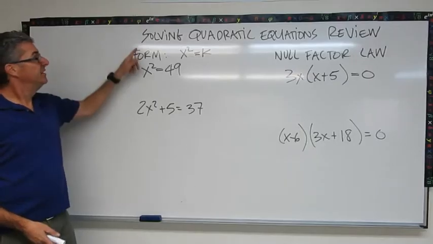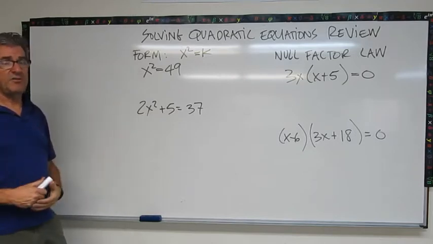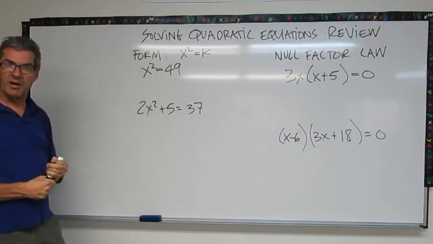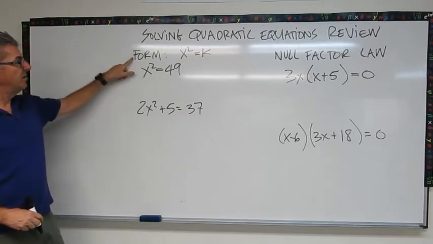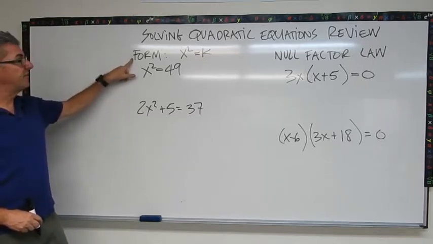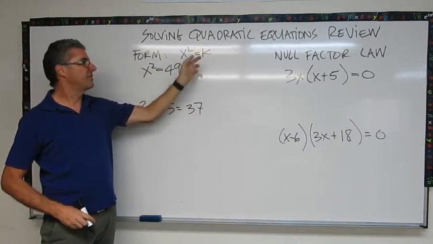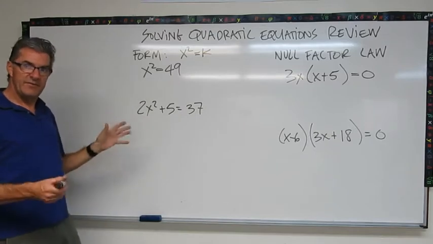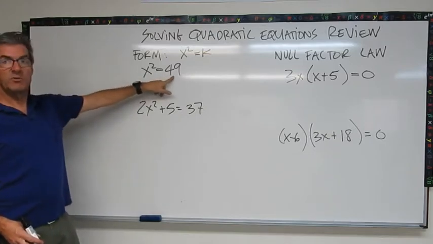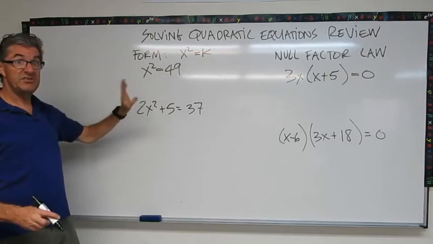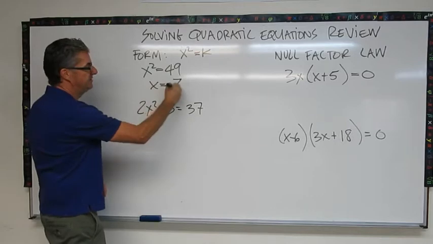Today's topic, solving quadratic equations review. So we're going to go through all the techniques that we used when we were solving our quadratics in the last chapter. The first one was when the equations were in the form of x squared equals k, some constant all by itself on the other side of the equation. So I have examples for that. Here's the basic form, x squared in this case equals 49. So we take the square root of both sides and get x equals 7.